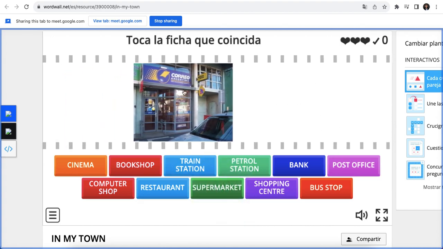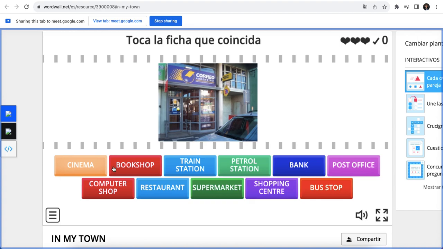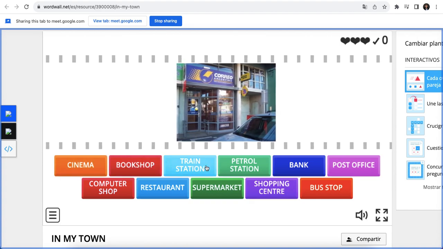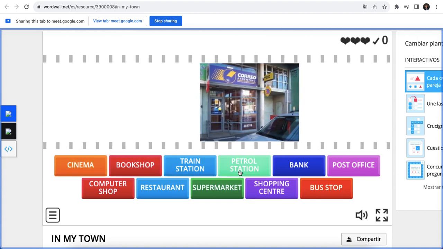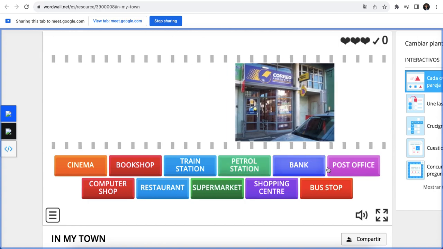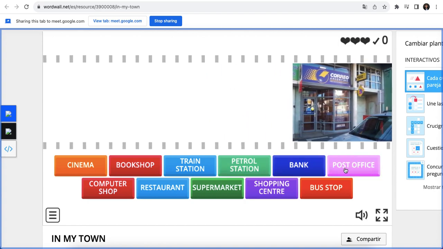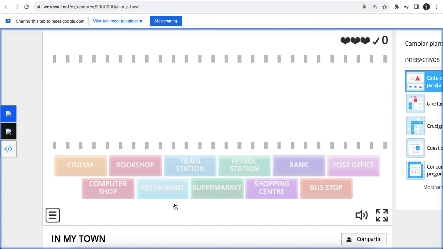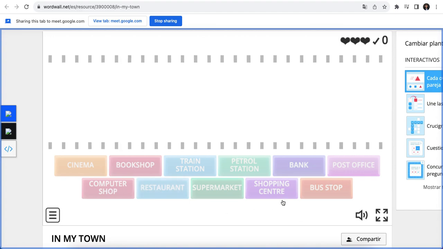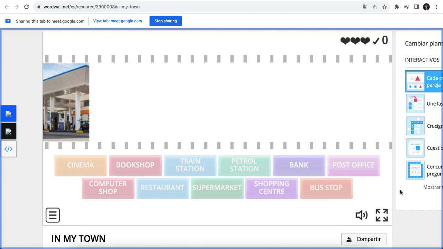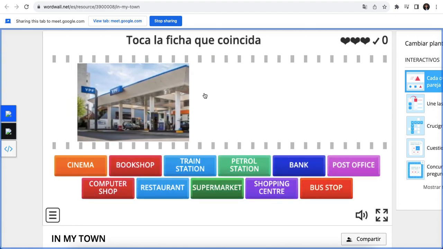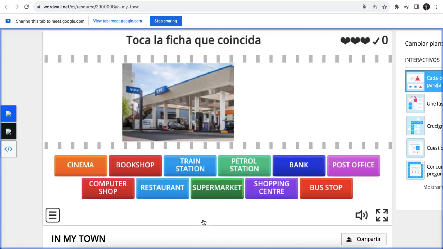Which one is this one? So we have cinema, bookshop, train station, petrol station, bank, post office, computer. Post office. Yes. Okay, now let's look at the next one. Miremos la siguiente. Which one is it?